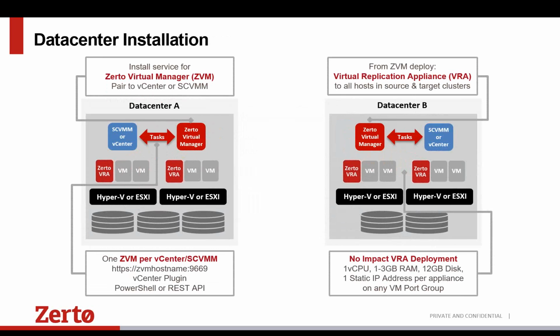There's no downtime or impact for deploying these virtual replication appliances, and they are very small in their footprint. I'm talking 1 vCPU, 1 to 3 gigabytes of RAM, 12 gigabytes of disk space, and 1 static IP address, and you can assign the appliances to any VM port group that you want to send the replication traffic across. It doesn't have to be a management network, it can be if you want, or you can provision a dedicated VM network for the replication traffic to go across the sites.